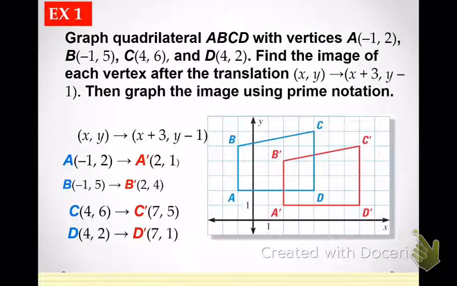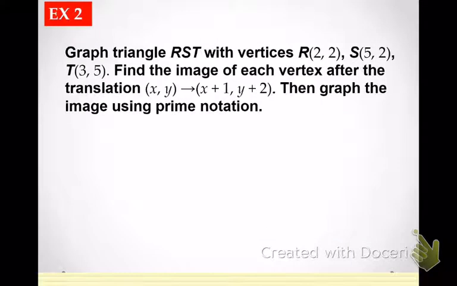Now, as the translation rules change, what we do to the coordinates changes as well. So we're not going to always add 3 and subtract 1. This is what we had to do here. Okay? Here's another translation. Triangle RST, with vertices 2, 2, 5, 2, 3, 5. Go about finding the image and graph it if we have this translation rule, x plus 1 and y plus 2. Go ahead and stop the video, give it a shot, and graph it, start it back up, and make sure that you have it correct.